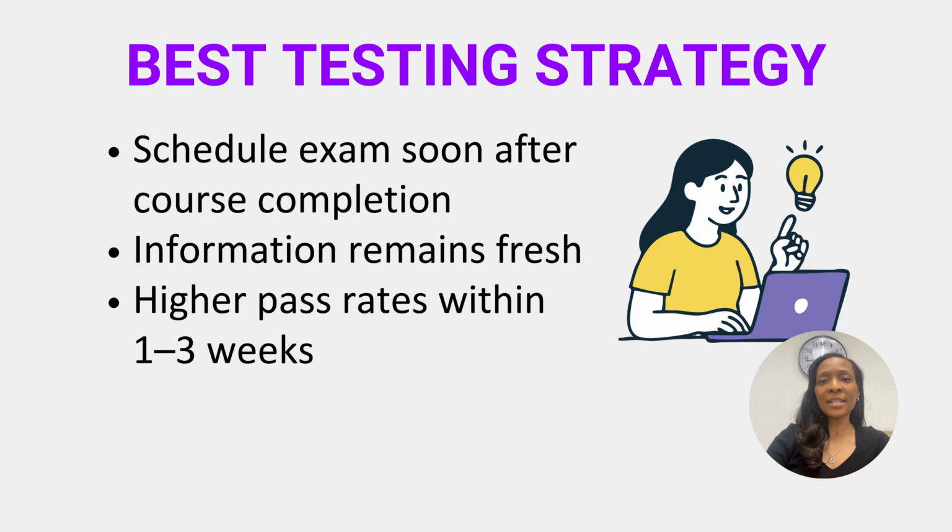You should schedule the PSI exam soon after completing your 96-hour course. Your pre-licensing education does not expire, but your memory does. Students who test within 1 to 3 weeks of course completion have a significantly higher pass rate because the information is still fresh. Now you understand exactly how the Kentucky licensing exams work, both the 96-hour course final exam and the PSI state licensing exam.